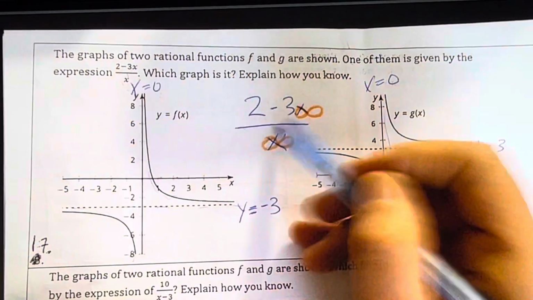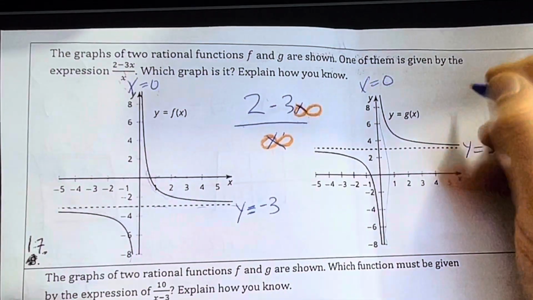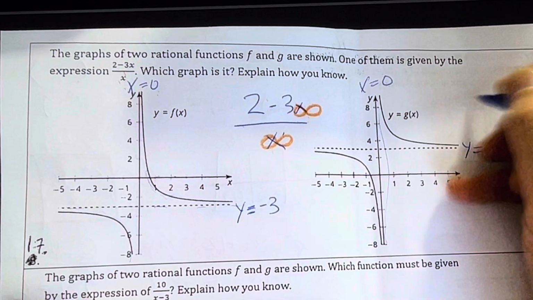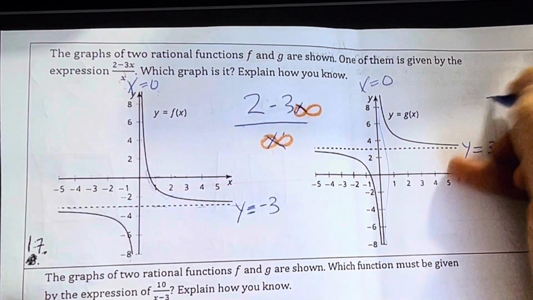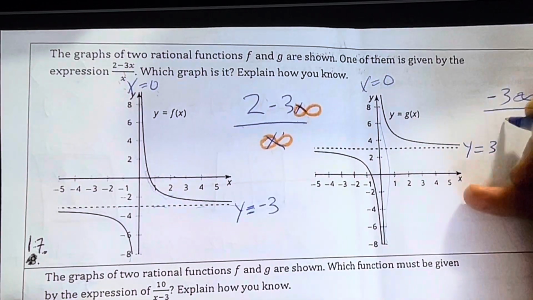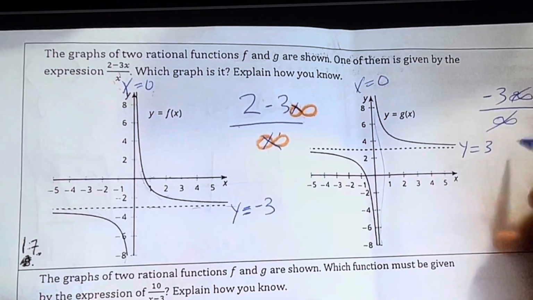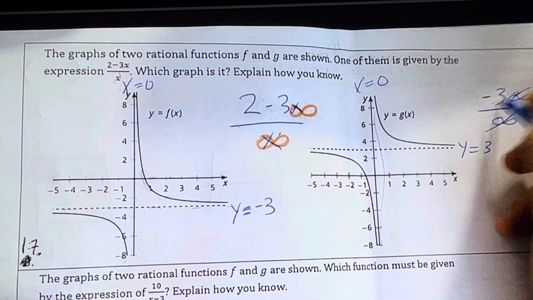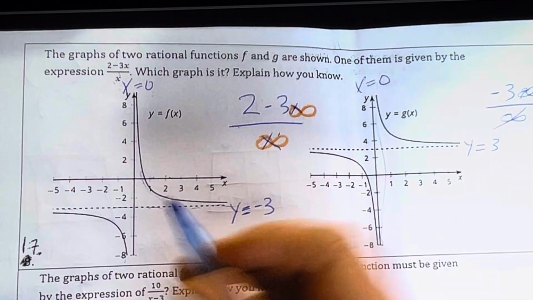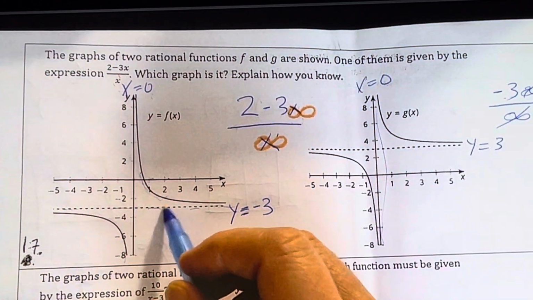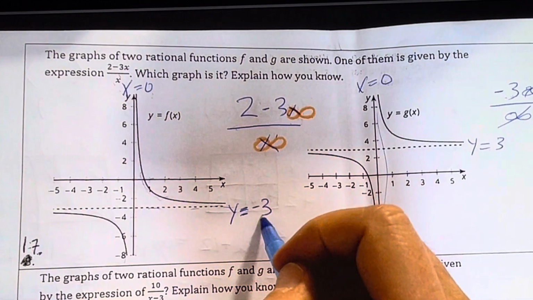So (2 minus 3 infinity) over infinity can be written as just negative 3 infinity over infinity. Then infinity divided by infinity is 1. So we're left with y equals negative 3. So you can see that this is the graph that approaches y equals negative 3.